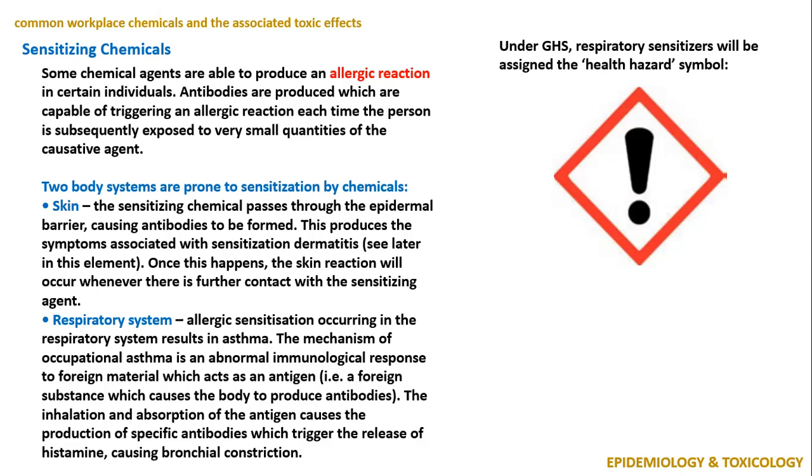Now the next body system that is prone to sensitization by chemicals is the respiratory system. Allergic sensitization occurring in the respiratory system results in asthma. The mechanism of occupational asthma is an abnormal immunological response to a foreign material which acts as an antigen, that is, a foreign substance which causes the body to produce antibodies. The inhalation and absorption of the antigen causes the production of specific antibodies, which triggers the release of histamine, causing bronchial constriction.